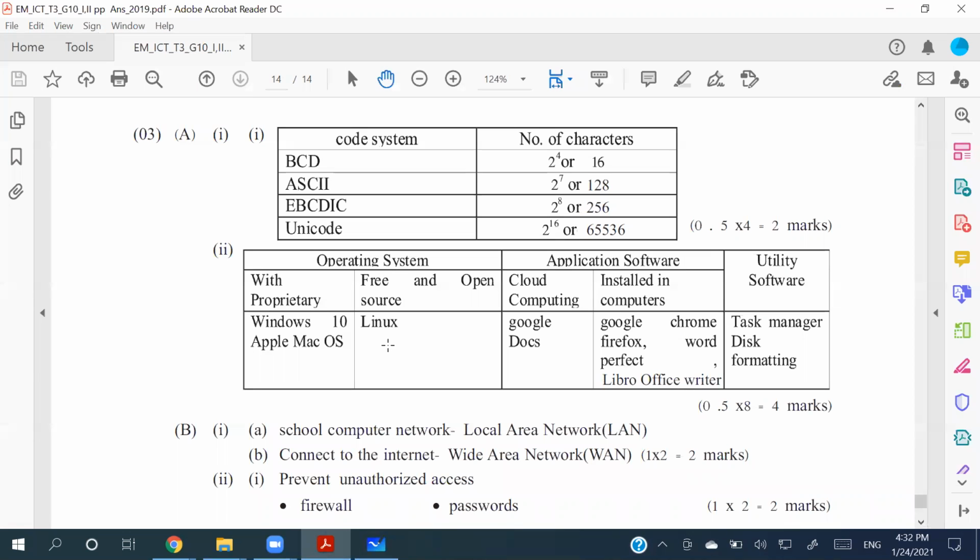Application software, cloud computing, Google Docs, and installed in computer, yes, Google Chrome, Firefox, WordPerfect, LibreOffice Writer. Like WordPerfect and LibreOffice Writers are word processing softwares. Google Chrome and Firefox are browsers, right? And utility softwares, yeah, Task Manager and disk formatting. So they were given you 8 components. If you place it in the correct place, you are going to have 0.5 for each correct placing, right? So that is how you are going to have 4 marks for that.